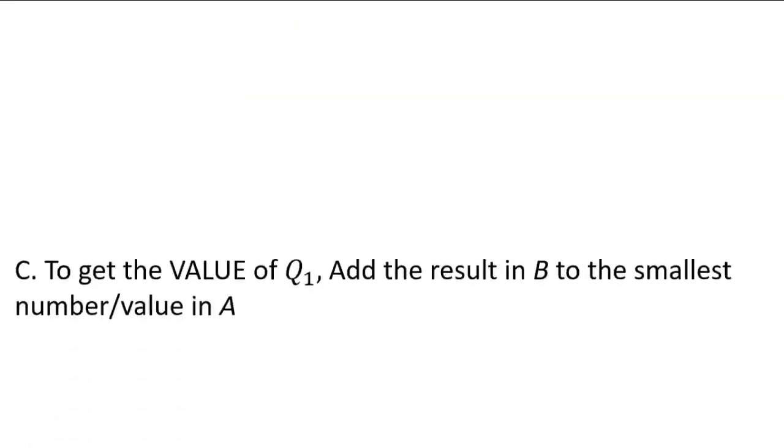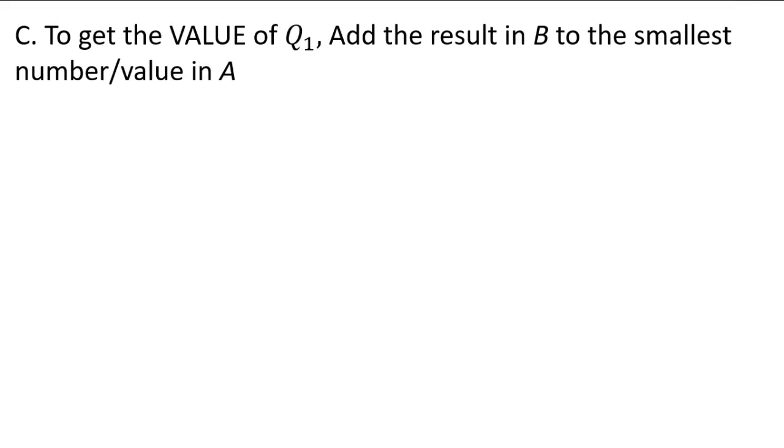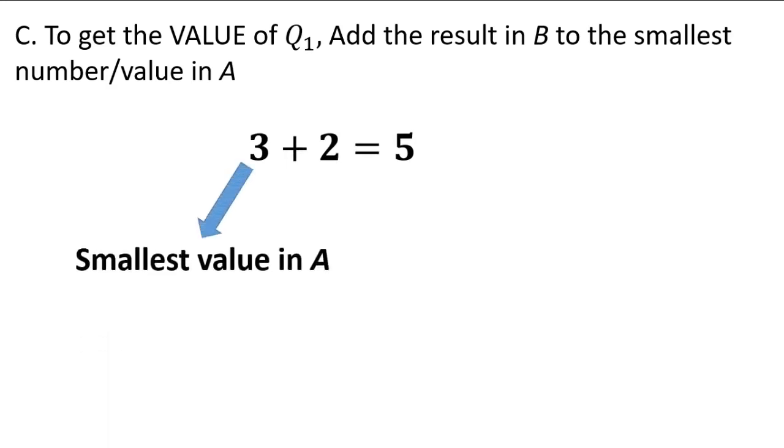Now next, last step. You have to get the value of the first quartile. How to get the value of the first quartile? Add the result in B to the smallest number value in A. So, add mo daw yung sagot mo sa B dun sa pinakamaliit na value na given sa A. Okay? So, that is equal to 3 plus 2. Paano naging 3 plus 2? Si 3 kanina, siya yung smallest value in A.